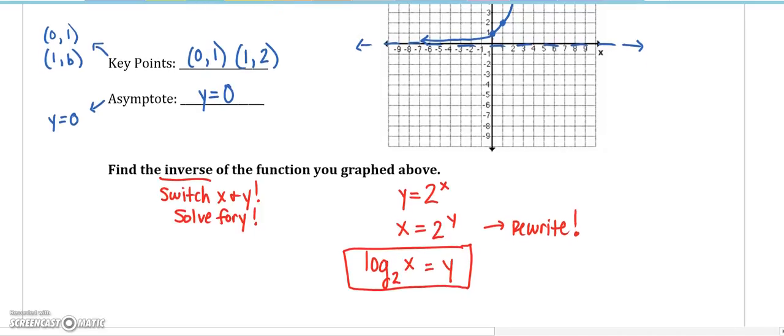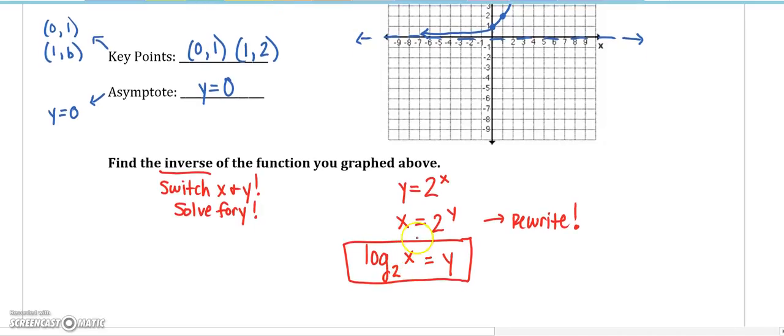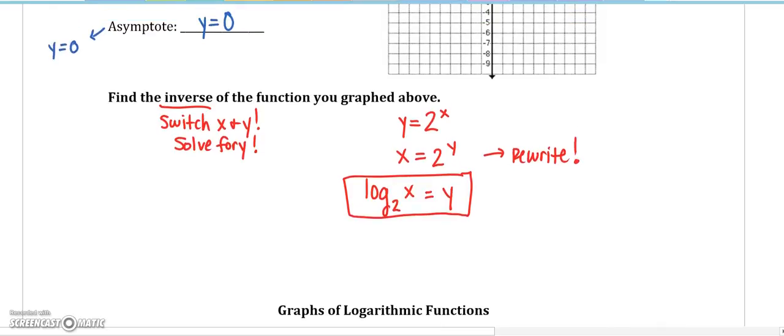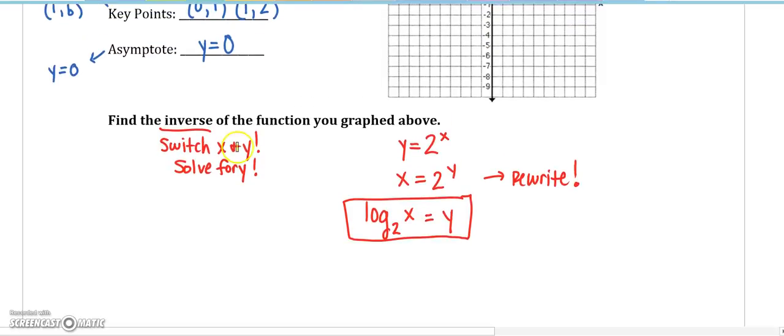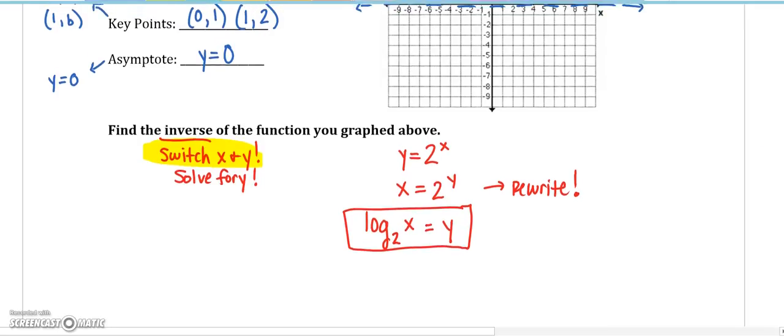So this is the inverse right here. Notice how the inverse is the exact same base, but with a log function. Interesting, isn't it? Not only that, but inverses mean you just switch x and y. So the reason why I wanted to do that real quick is so that you could see how the graphs of these are going to relate.